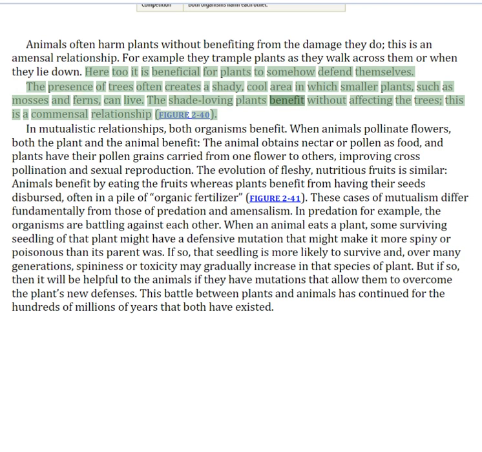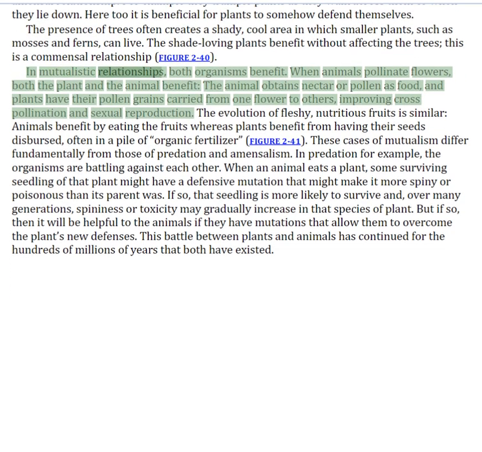The shade-loving plants benefit without affecting the trees. This is a commensal relationship. In mutualistic relationships, both organisms benefit. When animals pollinate flowers, both the plant and the animal benefit. The animal obtains nectar or pollen as food, and plants have their pollen grains carried from one flower to others, improving cross-pollination and sexual reproduction.